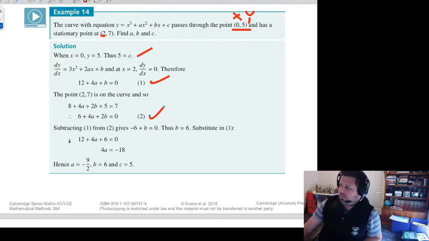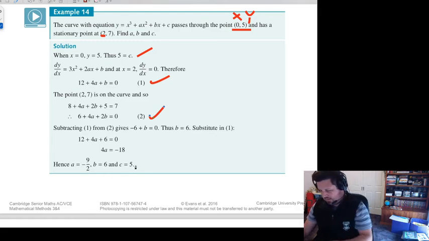In this particular case, they have used the elimination method by subtracting equation number 1 from equation number 2. And they have got the values of a being equal to -9/2 and b equal to 6. And also, we did work out that c was equal to 5 earlier on. Alrighty, happy days. I think that's it in terms of worked examples.